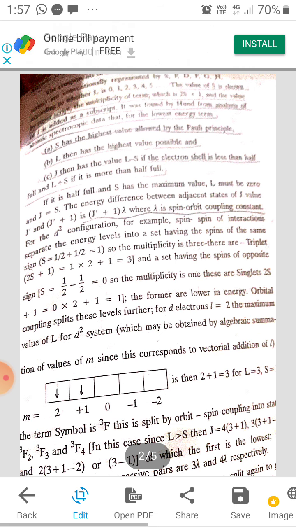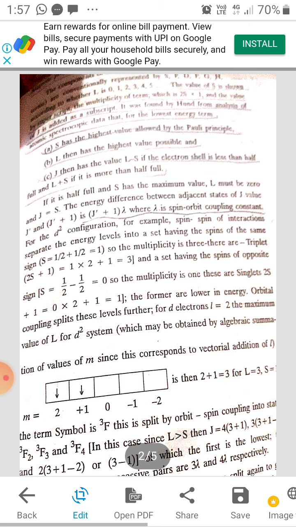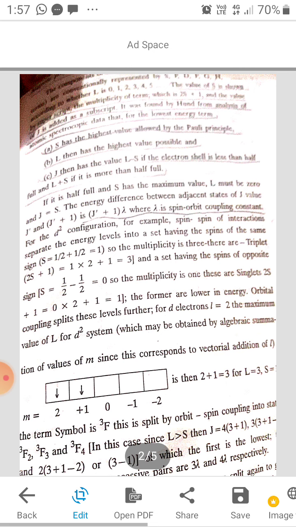The energy difference between adjacent states of J value, where lambda is the spin orbital coupling constant.